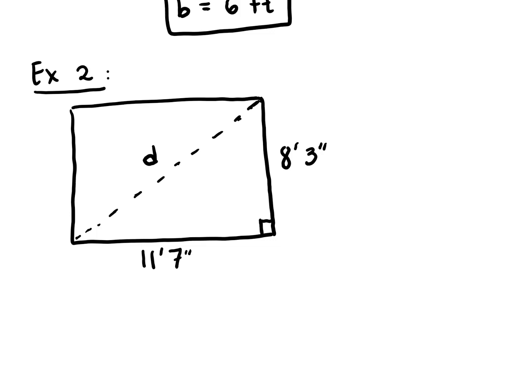I said it, and just to save a little time on the video, I won't write it out in words. But if we had a rectangular pad with a length of 11 feet 7 inches and a width of 8 feet 3 inches, what would be the diagonal? So what would be the diagonal going across that pad?